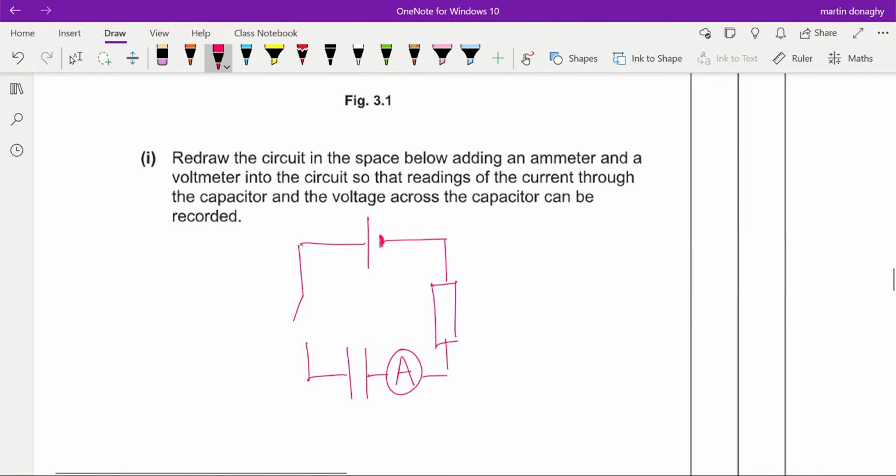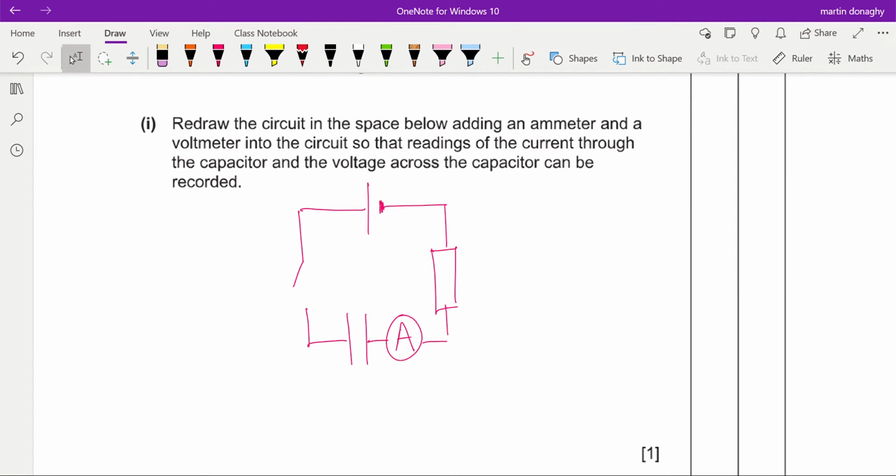And then we need to add a voltmeter across the capacitor. And look at the word voltage: across, not through. So we need to put a voltmeter across the capacitor. Now it can be up or down, it doesn't matter if you do it in here or down here. I'm going to do it here. One connection before the capacitor and one after. Okay.